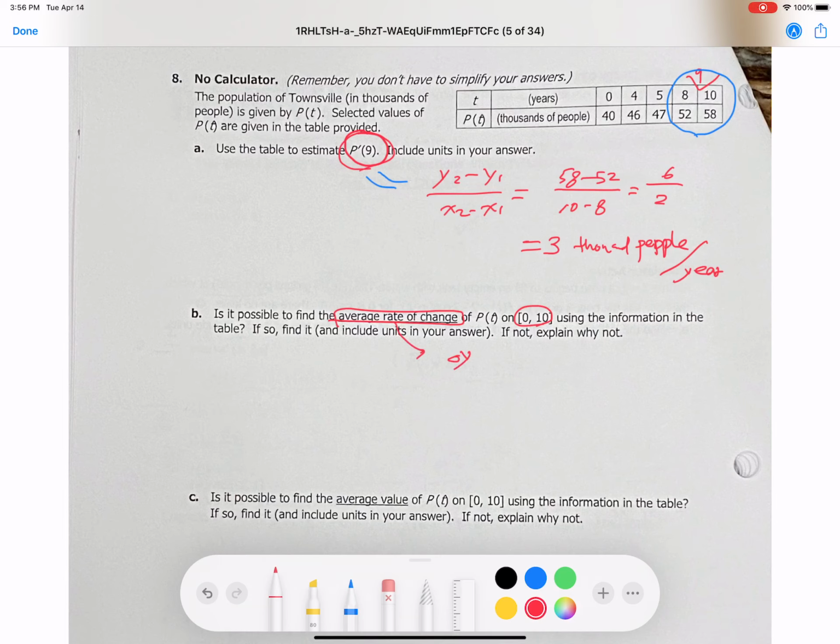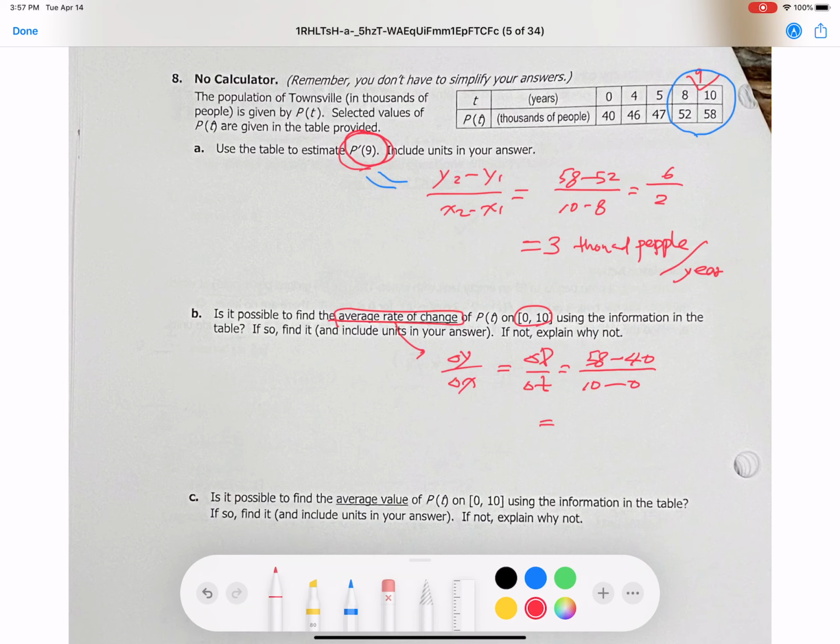Delta y over delta x. In this case, delta P over delta t. So 58 minus 40 over 10 minus 0. I use the same formula to find the slope between the beginning point, the initial point, and then the end point: 0 years and then 10 years. Between those two points, (0, 40) and (10, 58), just find the slope between them.